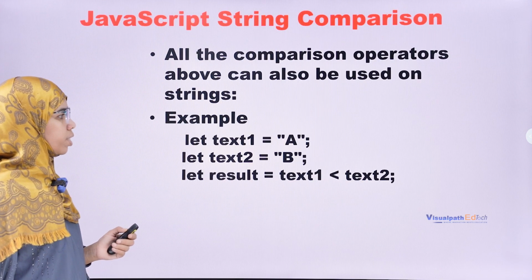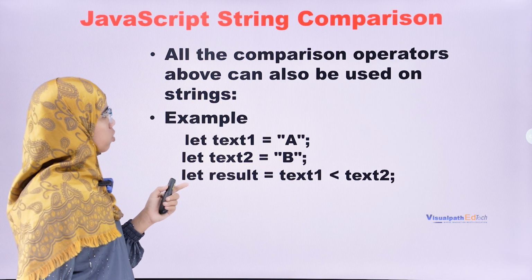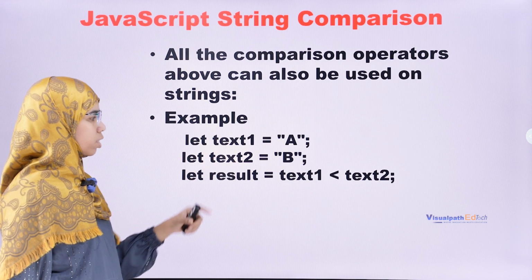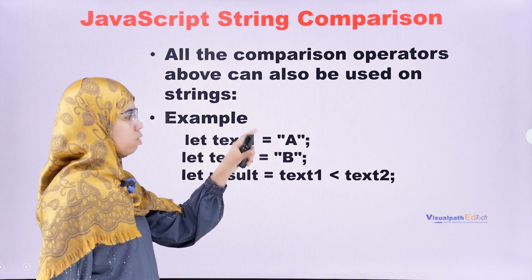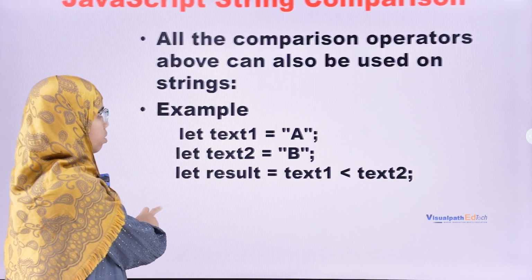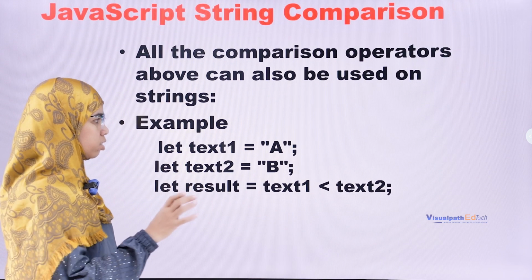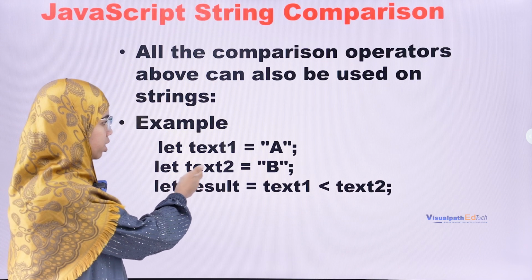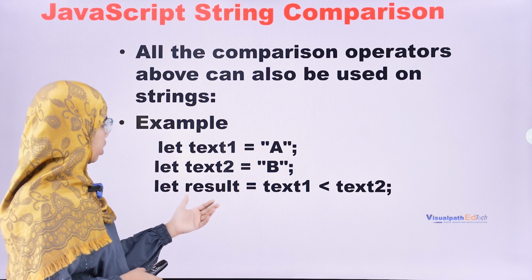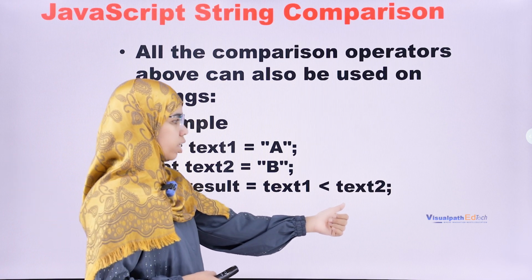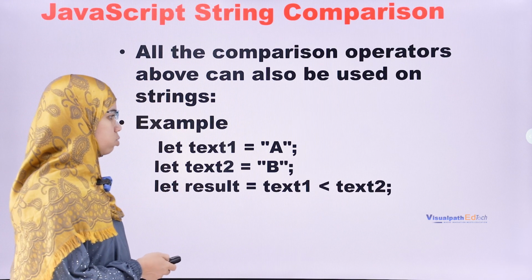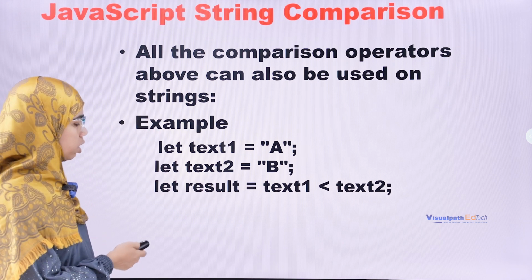Now moving on to the string operator. Here all the comparison operators above can also be used on strings. For example, here I'm using the variable text1, storing the value a within double quotes. Whenever you see double quotes, that identifies that it is a string. There is another variable we are using, text2, and it is holding the value b. Now we are comparing, okay, result is text1 less than text2. With respect to the ASCII values, it will generate the output by comparing the values. If it is true, it will return true. If not, it will return false.